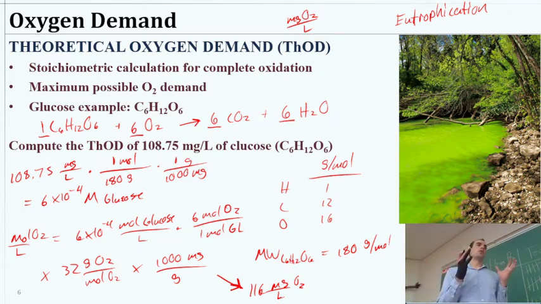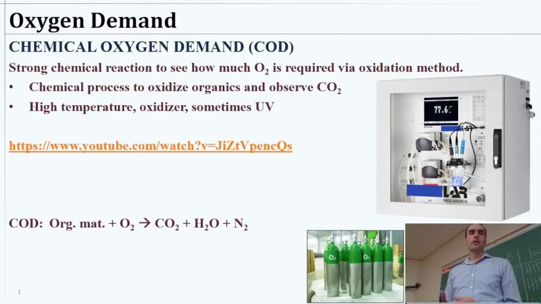Turns out we don't normally know exactly what molecules are in our waste or in our water, so we can't normally calculate theoretically exactly how much is going to be consumed. And further, it's not usually completely mineralized like that in reality. So we actually have a couple other methods to provide us better tools for understanding how much oxygen is going to be demanded practically. And one way is chemical oxygen demand.